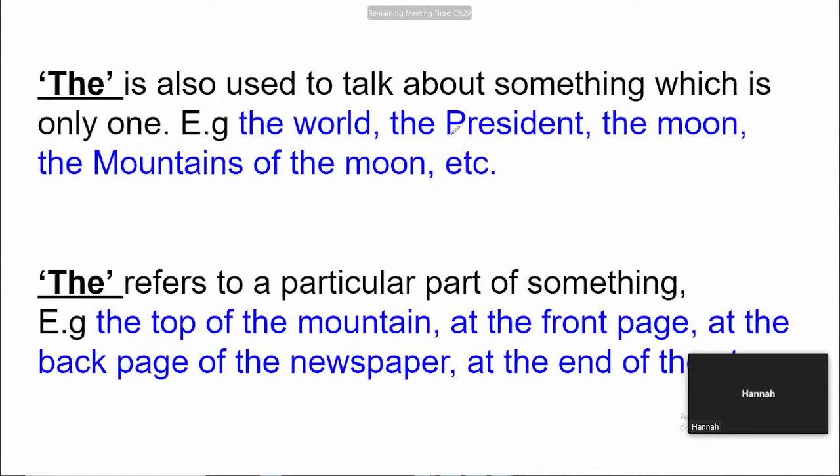"The" is also used to talk about something which is only one. For example, the world, the president, the moon, the mountains of the moon, and so on. "The" refers to a particular part of something. For example, the top of the mountain, the front page, the back page of the newspaper, the end of the story.